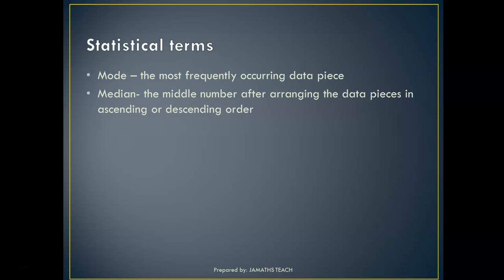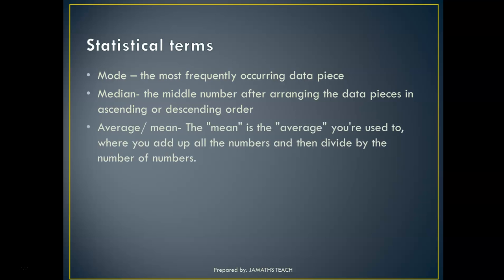The median, right? That's the middle number. But it's not just a random middle number. You actually have to arrange the data pieces in order, whether it be ascending or descending order. And from there, you identify the middle number. And then we have the average or mean.